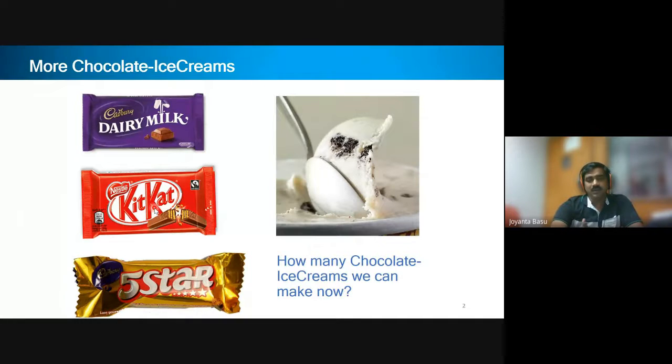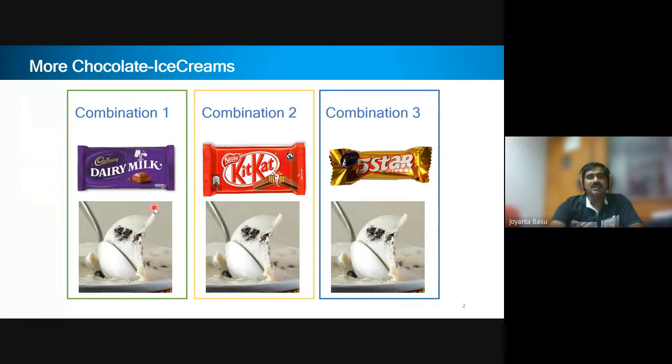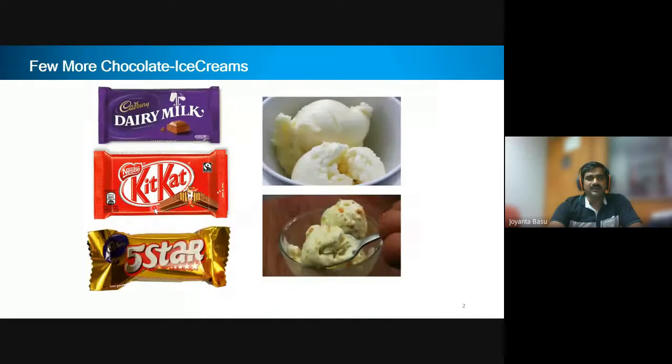So how many chocolate ice creams, or maybe the different, like a Kit Kat flavor, Five Star flavor, Dairy Milk flavor. So how many ice creams we can prepare? So these are maybe the combination: Dairy Milk with some ice cream, Kit Kat with some ice cream. So these are some kind of combination of chocolate ice cream. Okay, so here I have given another type of ice cream, maybe the butterscotch. This is the vanilla and the butterscotch. So the problem is a little bit bigger. So you can mix in many ways.